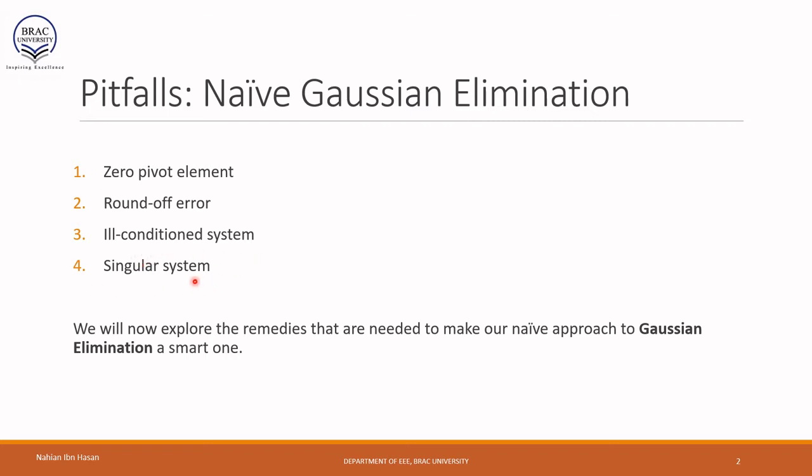And the last one was the singular system. Whenever two or three or many of the equations are similar, in those cases the number of unknown variables will be greater than the number of equations. So that was the case of the singular system. Because of all of these four pitfalls, the naive Gaussian elimination approach was a very risky method to apply. So we need to find some techniques to circumvent these pitfalls. That's the main purpose of complete Gaussian elimination.